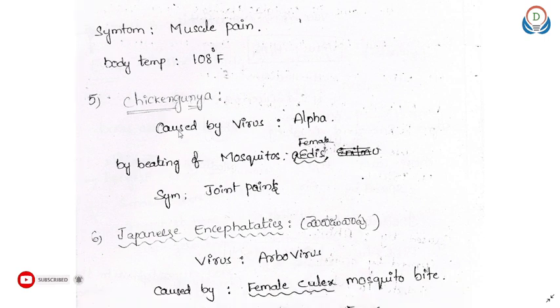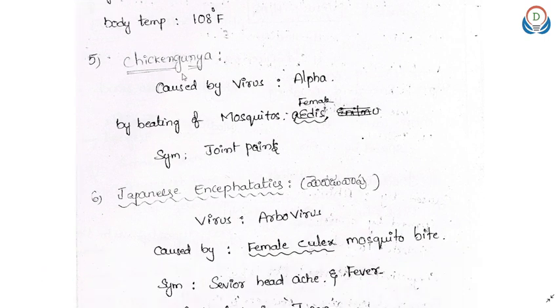Chikungunya. Chikungunya is caused by a virus. The virus name is alpha. By alpha virus we get chikungunya, by the biting of a mosquito. The mosquito name is Aedes female. By the bite of this female Aedes mosquito we get chikungunya.